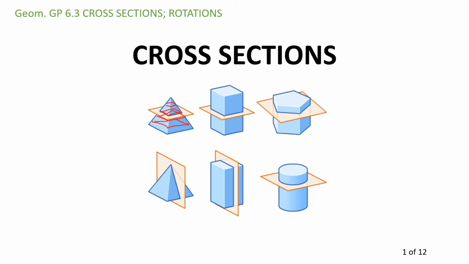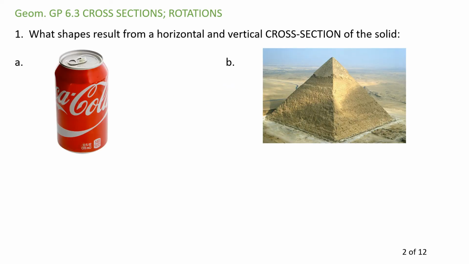The ones that are harder to see is if you slice it up and down. If you slice this up and down, you're going to end up with a triangle. If you slice this or a cylinder up and down, you'll actually end up with a rectangle. So starting with a Coke can, what happens if you slice it horizontally and then again vertically?